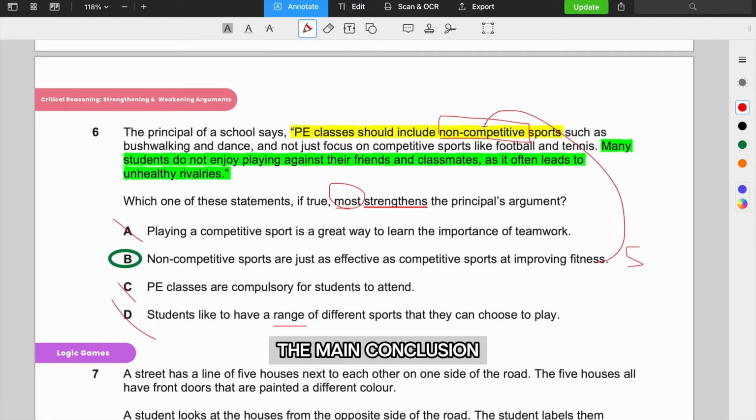So always identify the main conclusion. It makes everything a whole lot easier. And also underline any keywords. In this instance, it would be non-competitive sports.